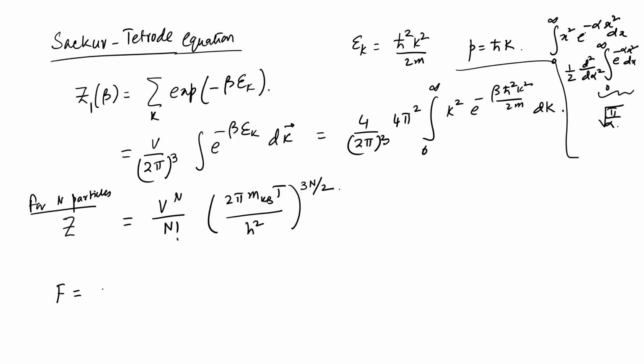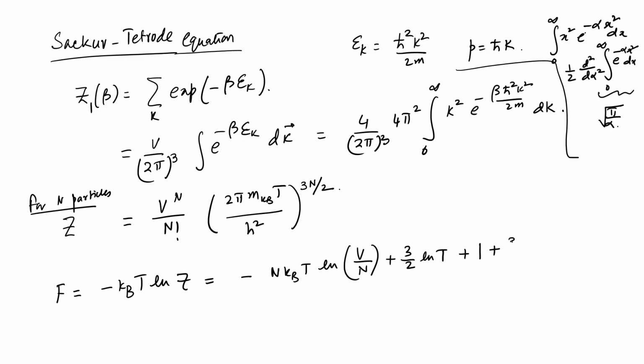Okay. So, again you can use F equal to minus k T log Z, and one can find out what the free energy is, which comes out as minus N k T log of V over N, plus 3 by 2 log of T, plus 1 plus 3 by 2 log of this, just writing it, taking this log and so on, and there is an h squared, and there is a big bracket here.